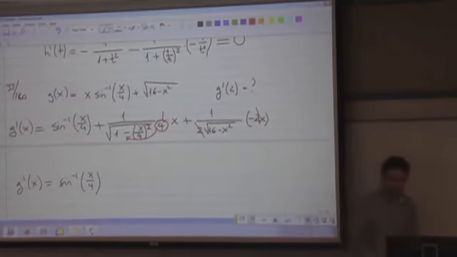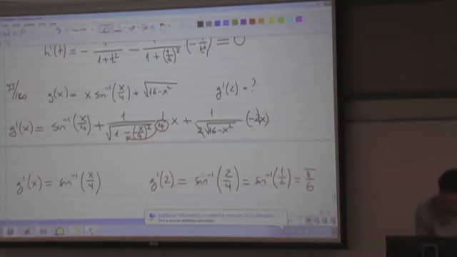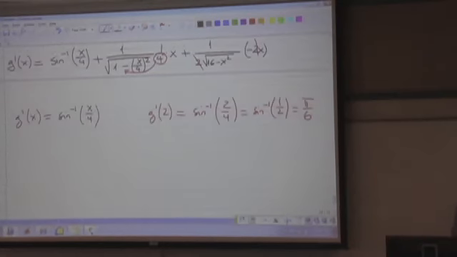So now what is g prime of 2? It's sine inverse of 2 over 4, which is sine inverse of 1/2, which is pi over 6. Make sense? Wonderful. Okay. Well, we spent a whole day today and we haven't talked about limits.